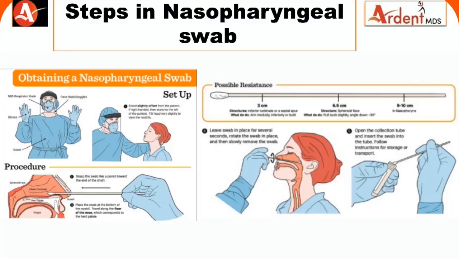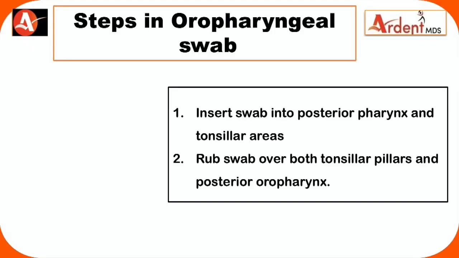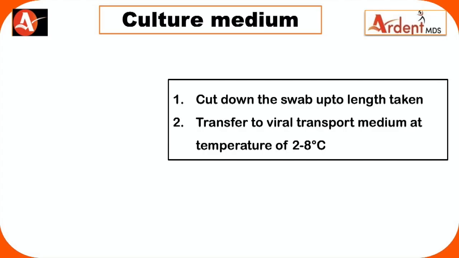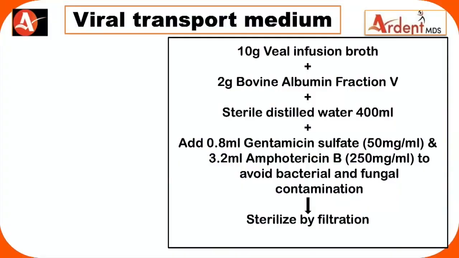Once you have collected the swab, cut down the extra portion and insert it into the viral transport medium at a temperature of 2 to 8 degrees Celsius and transport it to the laboratory. How about the oropharyngeal swab? Insert the swab into the posterior pharynx and tonsillar areas, collecting the secretions from the posterior oropharynx. Again, same as a nasopharyngeal swab, cut down the extra portion and put it in the viral transport medium at a temperature of 2 to 8 degrees Celsius, and send it to the laboratory.